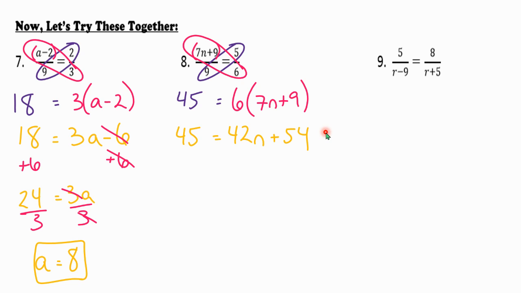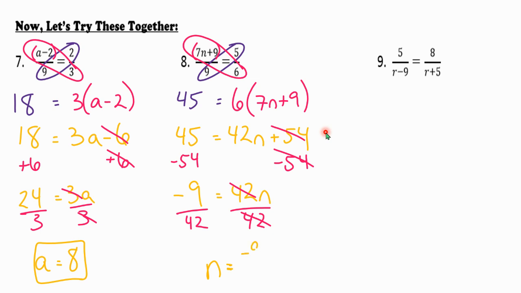And then once again, we're down to a two-step equation. Subtract 54 on both sides, bring down what remains, and then divide by 42. And we get n equals negative 9 over 42. And again, that's okay as your final answer. We do want to reduce if possible. So I notice that I can divide both of those by 3 to get a simplified answer of negative 3 over 14.